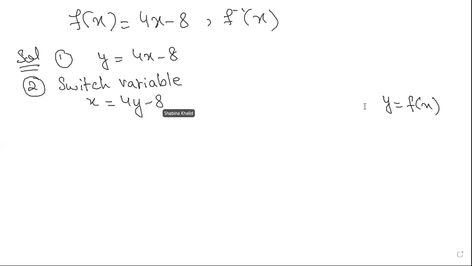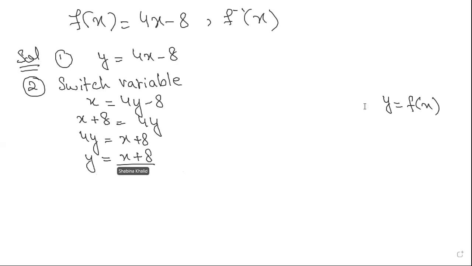Now I'm going to solve for y. So I will move negative 8 to the other side, and it will become positive 8. As I'm solving for y, it means my y should be alone. So this 4 is going to divide x + 8.